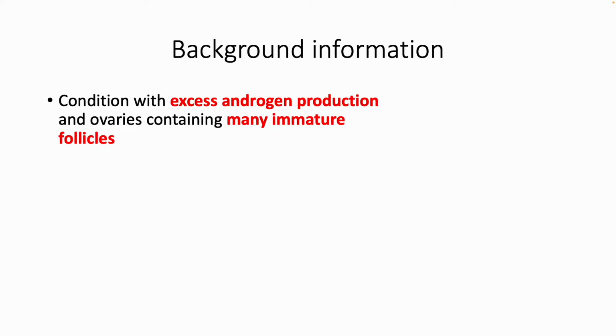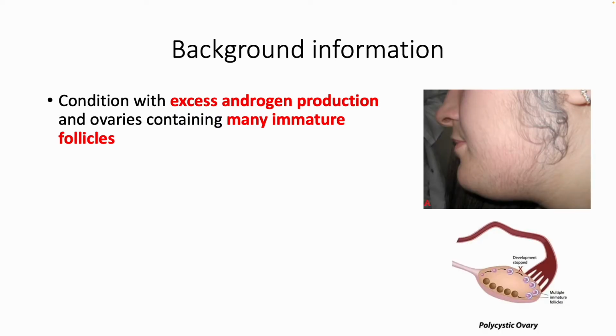In this video, I'll be giving you a brief overview of Polycystic Ovarian Syndrome. So some background information on the condition. It is a condition with excess androgen production and ovaries which contain many immature follicles, and that excess androgen production can result in hyperandrogenism, such as the presence of facial hair on your face, also called hirsutism.